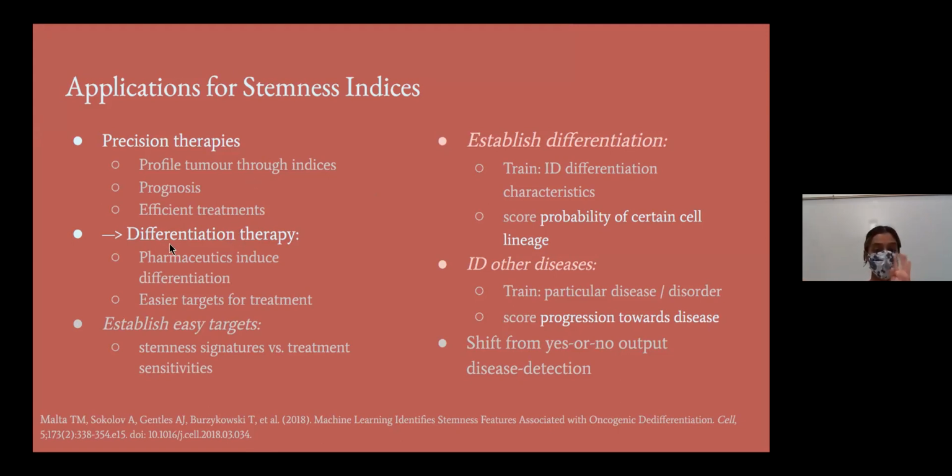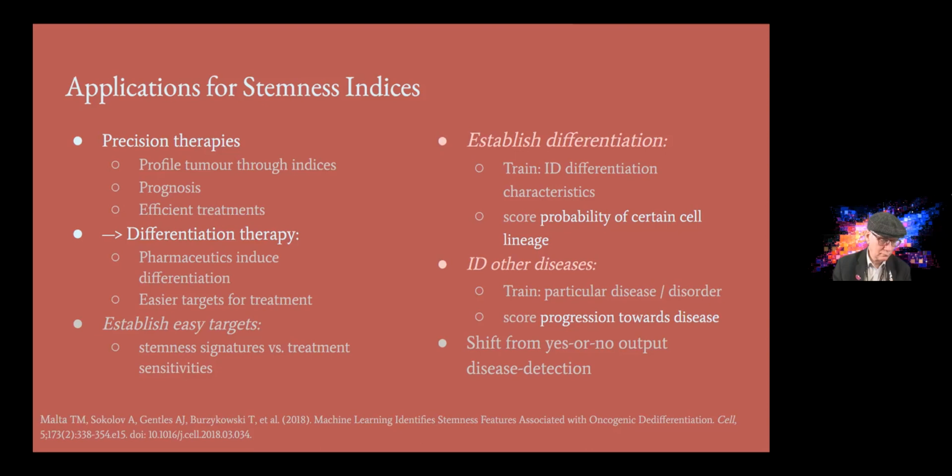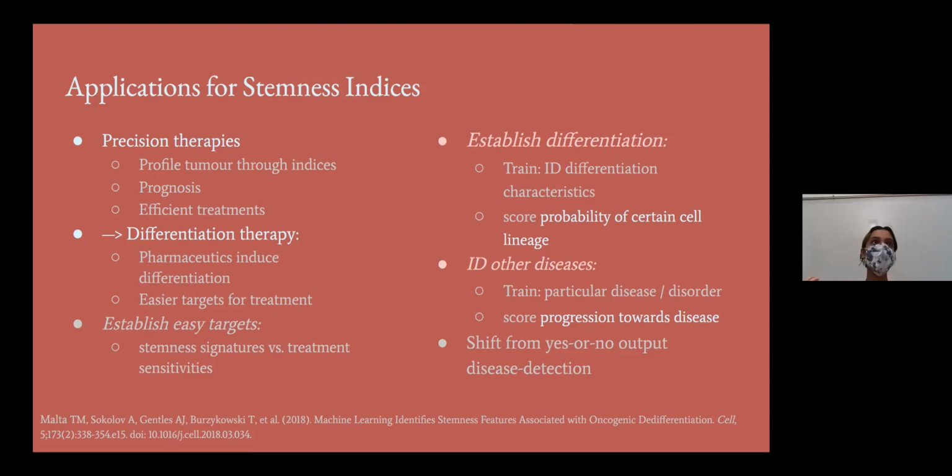We can also use these indices for differentiation therapy. Differentiation therapy is the use of pharmaceuticals, usually against cancers, to induce differentiation towards a cell type that's easier to target and is more receptive to the treatment that we want to use. In this scenario, we could use the indices trained on the target cell type, and then score the cancer after administering the pharmaceuticals to say how likely it is to progress towards that lineage that is easier to target.